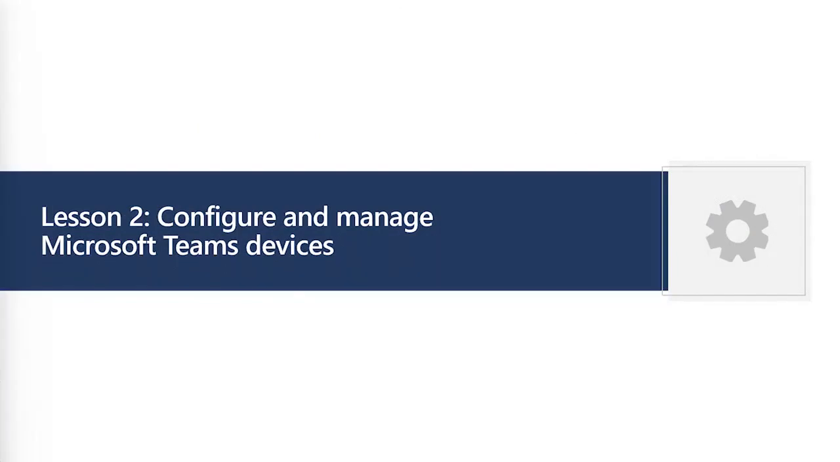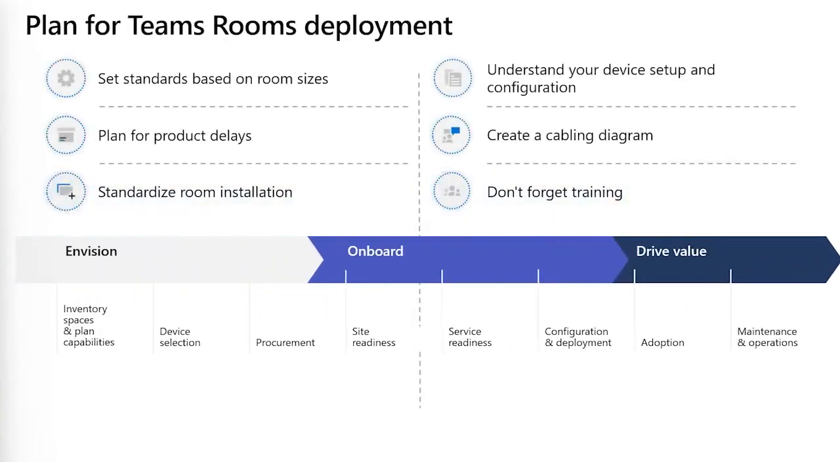Let's turn our attention now to configuring and managing Teams devices. First, we need to plan for Teams Rooms deployments. So we'll have a different strategy depending on the room size and what the use is for the room. Maybe we want to get a few standard installation types so we don't have to keep planning every time there's some new space we want to utilize. And we can get some consistency across various offices if we're, say, a multinational organization. And we can standardize configuration. We can create cabling diagrams and train people as needed as well.